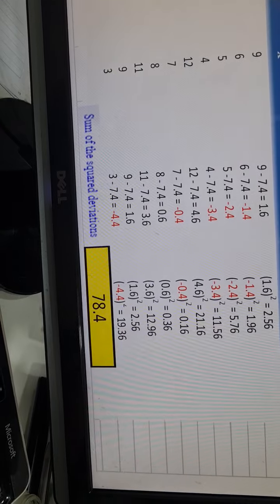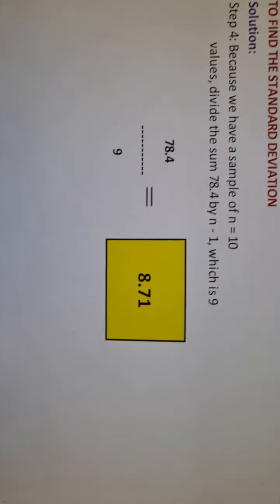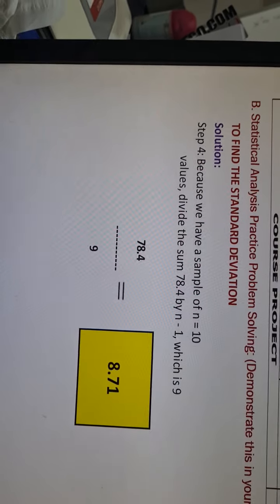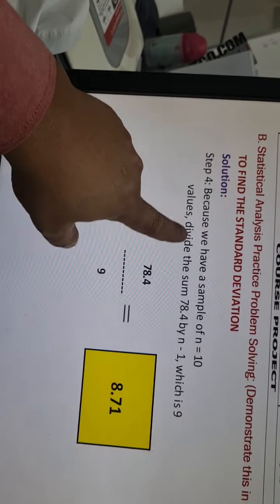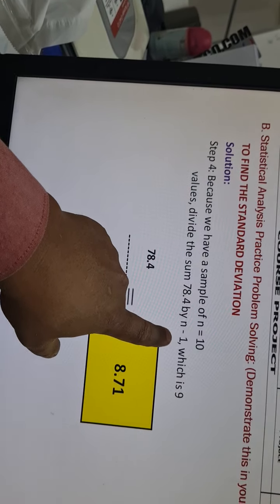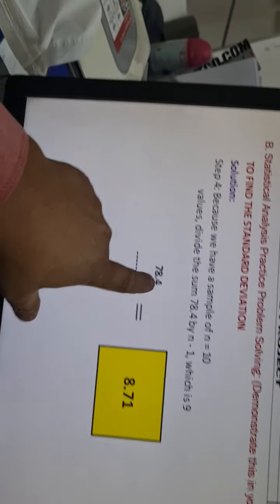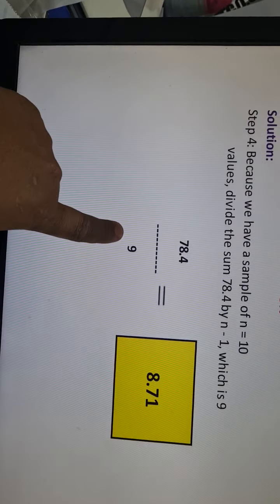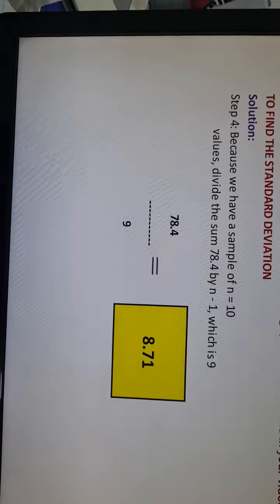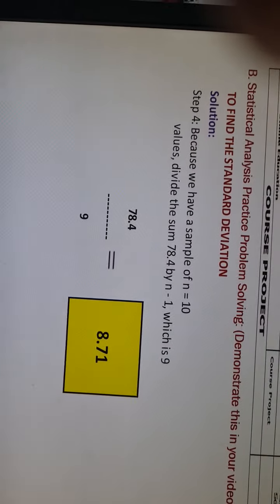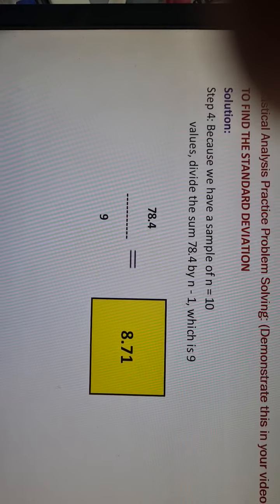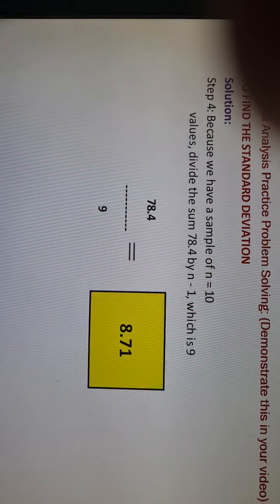Okay, so let's go now to step number 4. To find the standard deviation, because we have a sample of 10 values, we divide the sum of 78.4 by the number minus 1, which is 9. So 78.4 divided by 9 equals 8.71. That's the value of the variance.